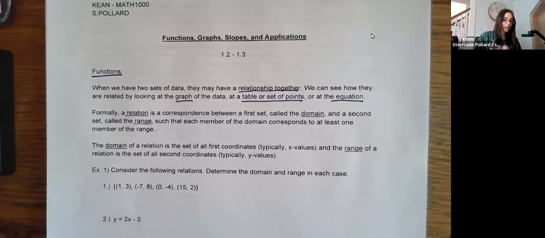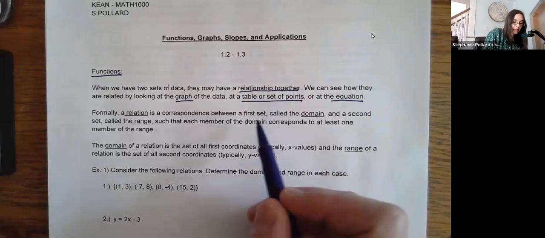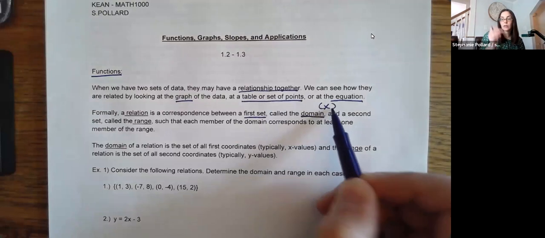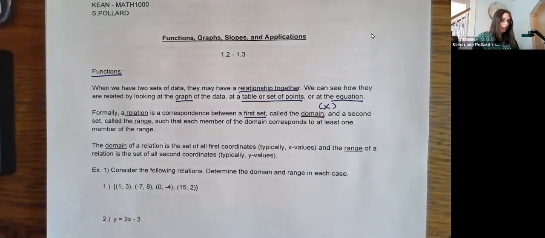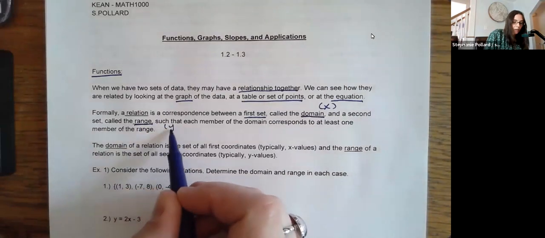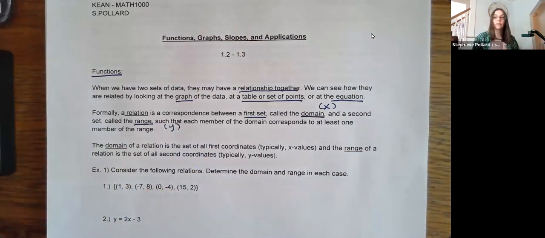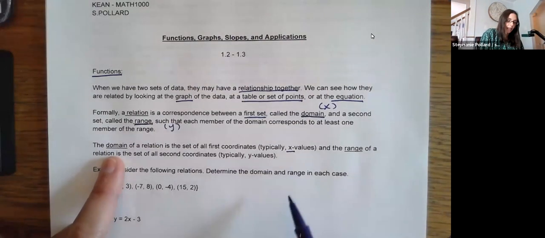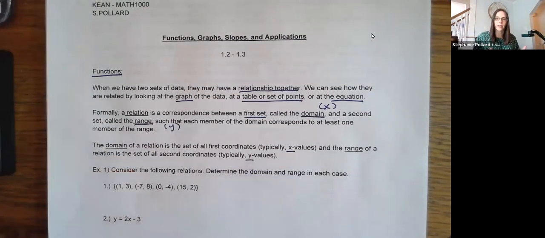Now, in a relation, the first part of the data is called the domain, and those are usually your X values if you're using X and Y data. The second set is called the range, and again, these are usually the Y values. If you're using different variables, then it would be the first and second coordinates appropriately, but for most cases, we're using X's and Y's. So most people think of the domain as a set of all X values and the range as a set of all Y values.